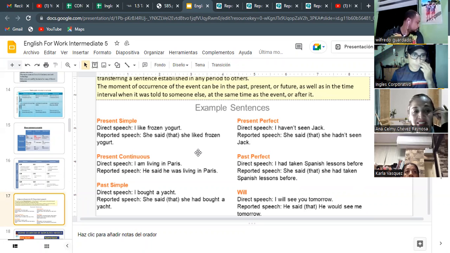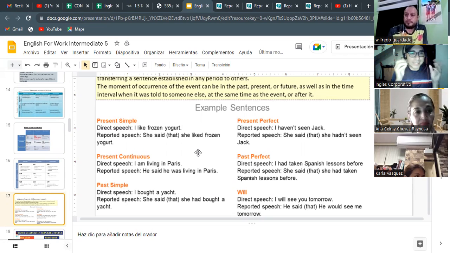In this case, teacher, it is different in relation to Spanish. Because in Spanish, when we use reported speech, we conserve the tense in the main verb. That is true, Anasali. And that's why this is very important, because sometimes when we are learning English, we think in Spanish and we speak in English.